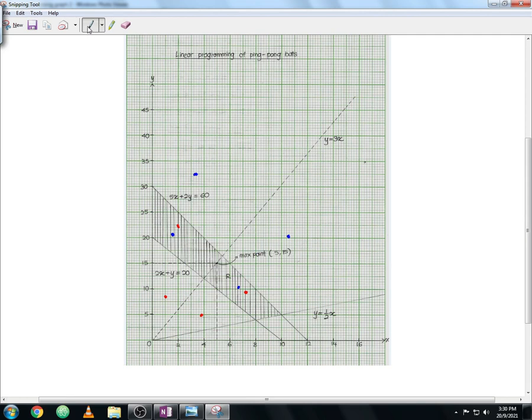Let us proceed to the third constraint. Your third constraint mentioned here, y should be more than or equal to 1 over 2x. Since it is more than or equal to 1 over 2x, this is the possible region, so you mark here. You mark here, mark here, and mark here.